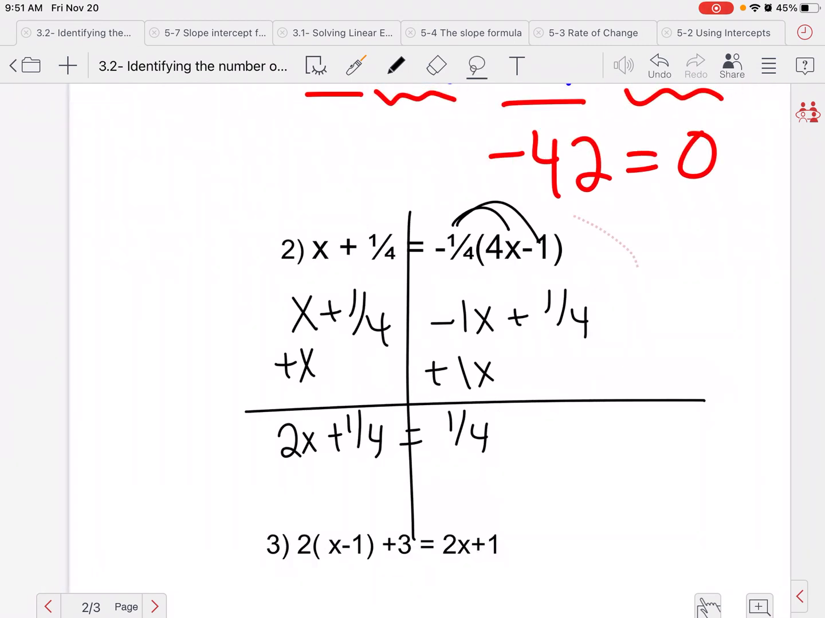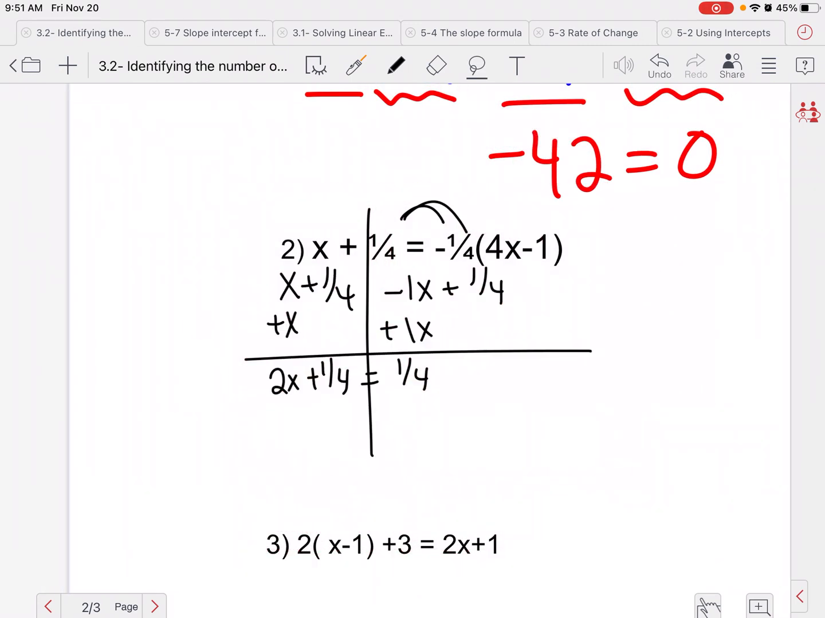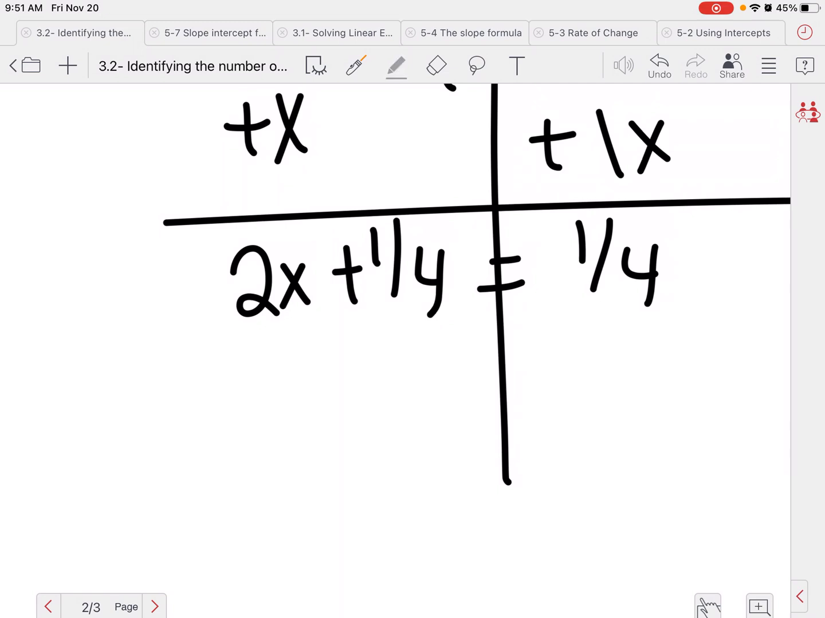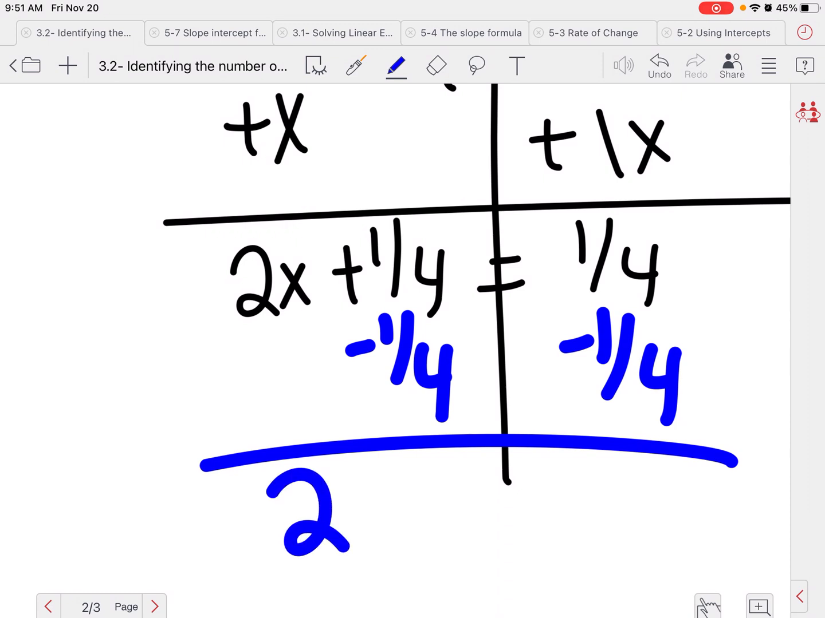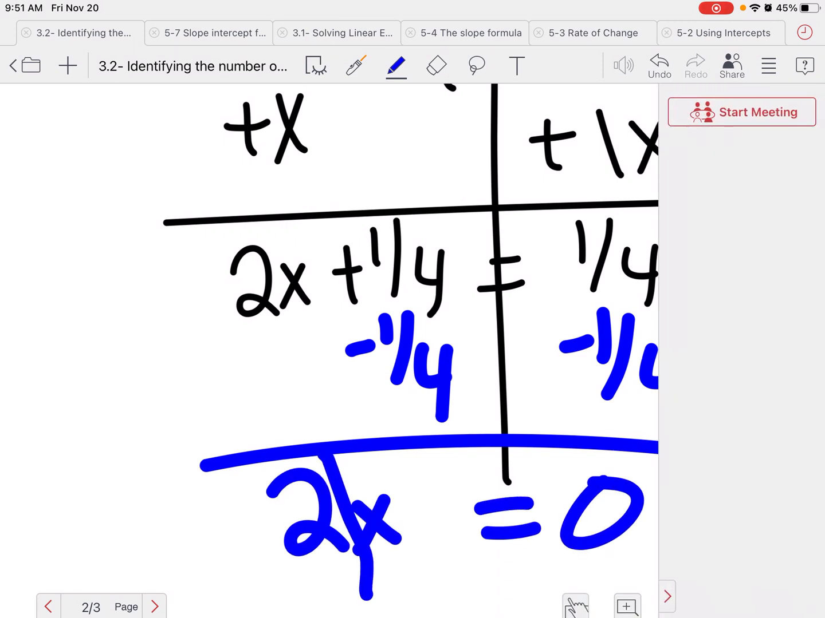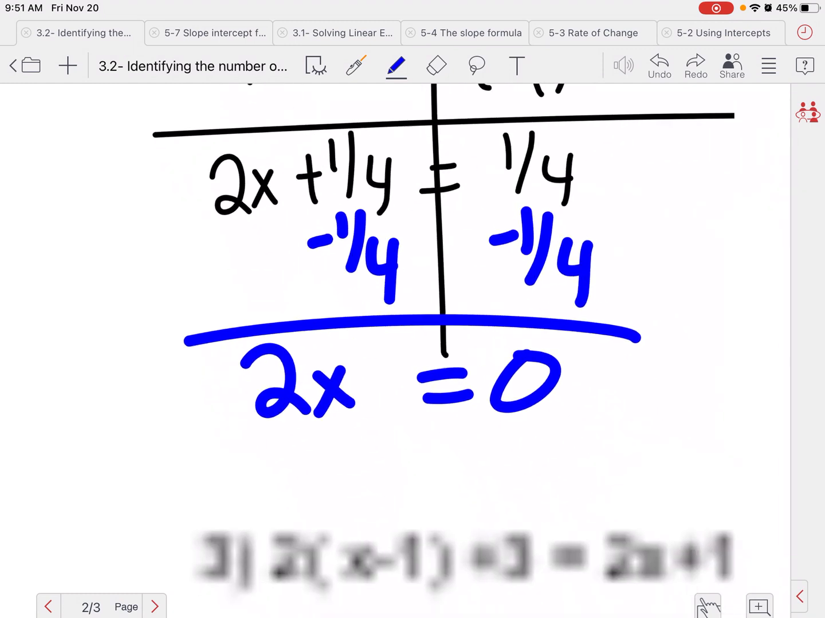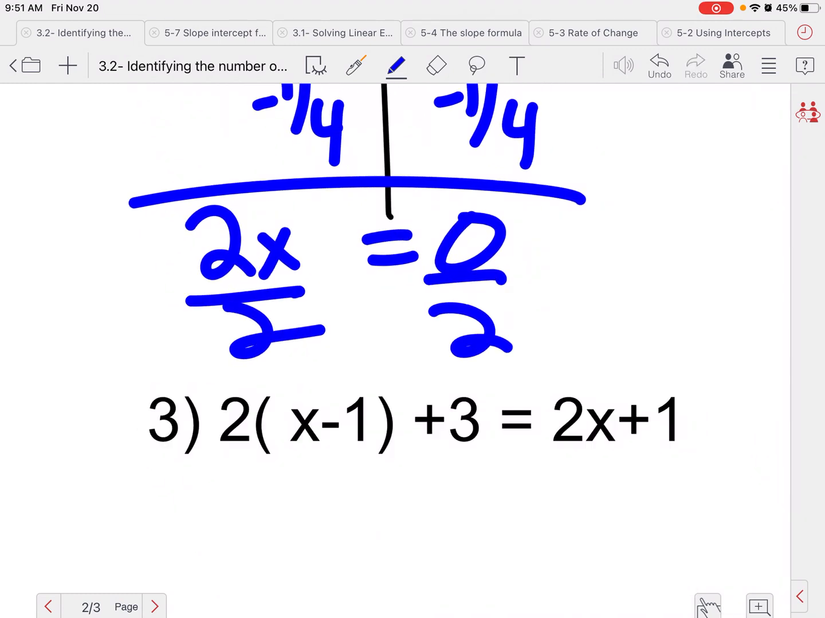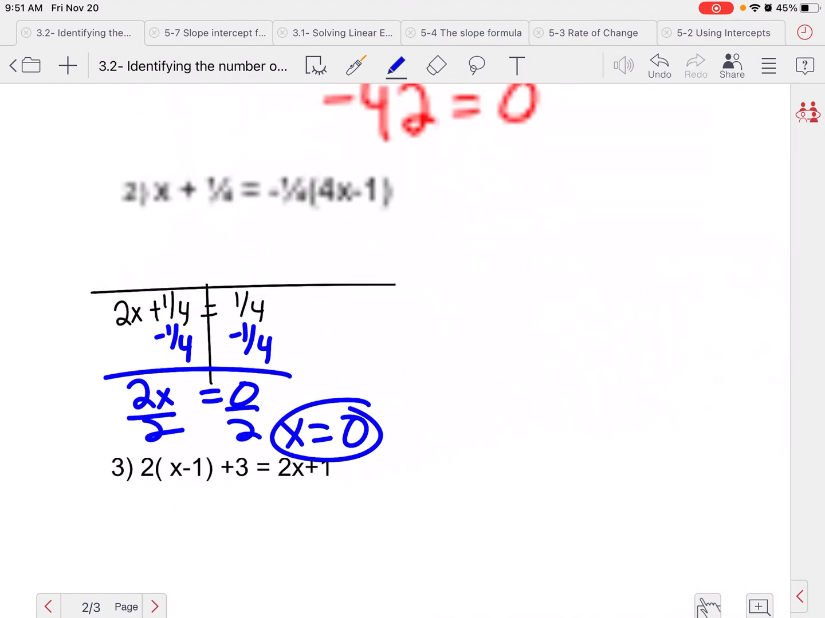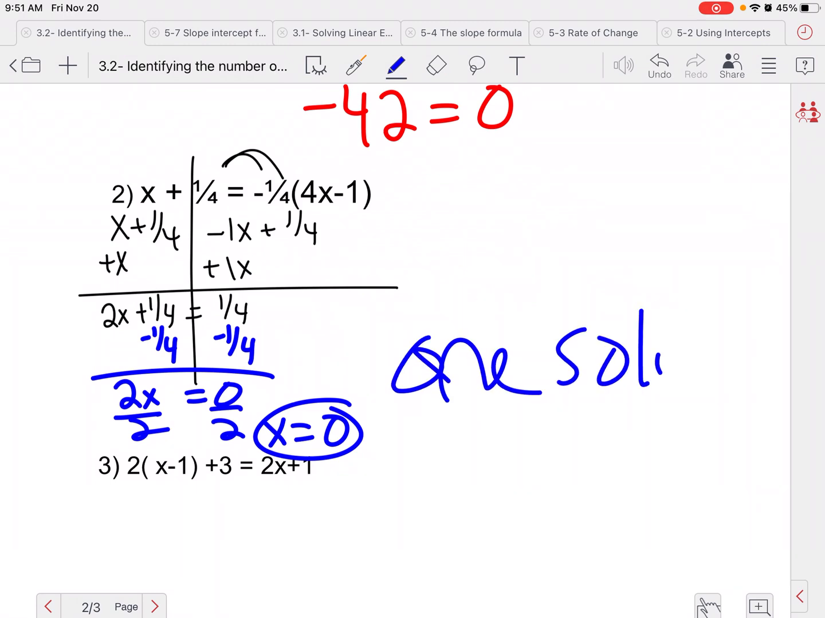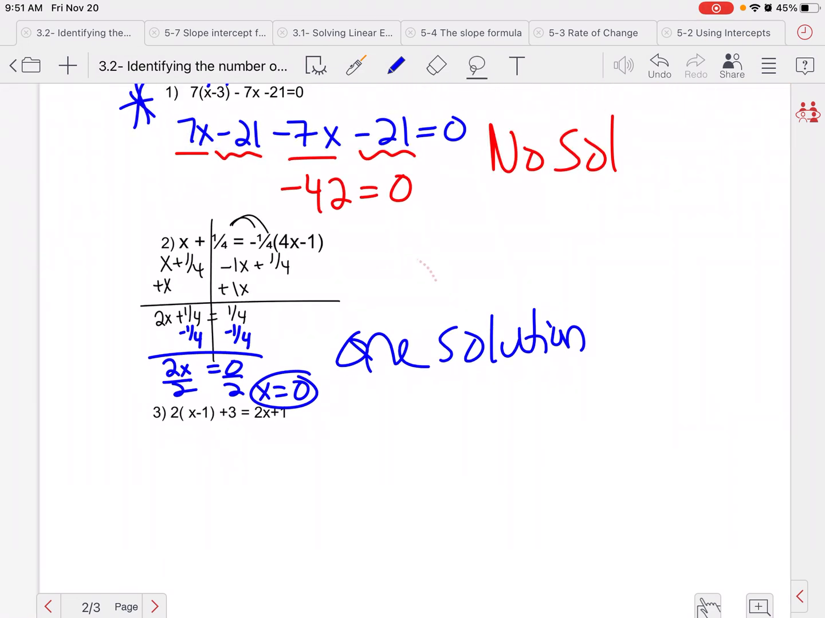I'm going to go ahead and just shrink this down so I can actually fit it on my page here. Okay. So now I need to get x by itself, so I'm going to subtract 1/4 from both sides. So I get 2x equals 0. Oops, sorry guys. And then when I divide both sides by 2, I get x equals 0. So this would be a one solution problem where x equals 0. So as you're starting to solve, you might get no solution, you might get x by itself and get a one solution, or you might get infinitely many solutions. Okay.